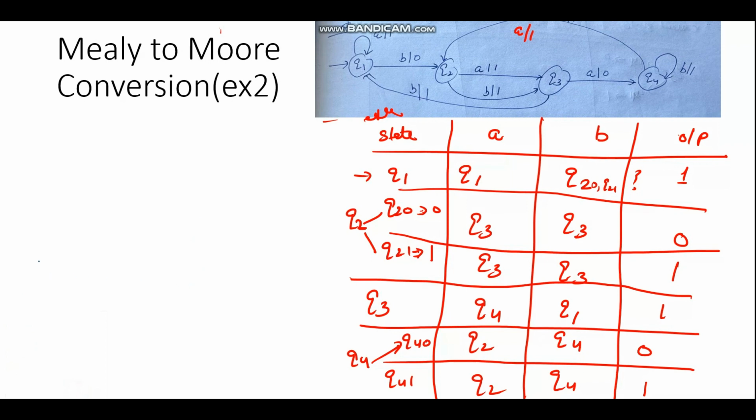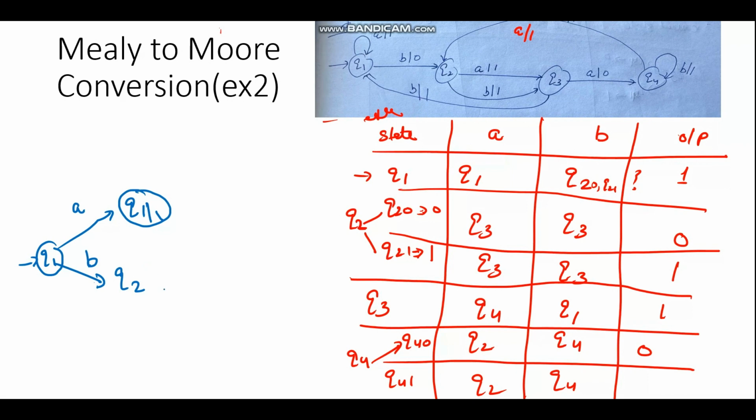So let's draw. Start with the state Q1. Now when Q1 is given input A, it is going to the next state, and that state is Q1. Fine. And the output of our Q1 is 1. Now for B, it is going to Q2. With which state it is going, we need to see from here. From this we have to clarify the case.